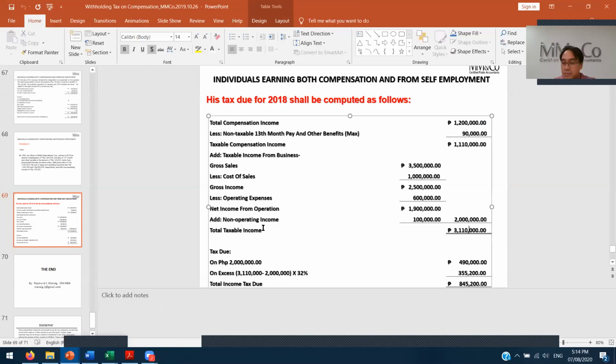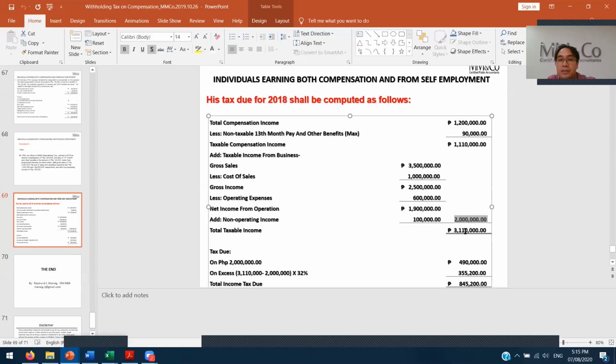Gamitan ko lang ng calcu ha. Minus 2 million times 0.32. So, meron tayong 355,200. So, i-add mo yon, meron kang 845. So, ang nangyari, pag titingnan mo, yung 2 million mo na nagneto ka, net income mo doon sa iyong business, in-add yung compensation mo.